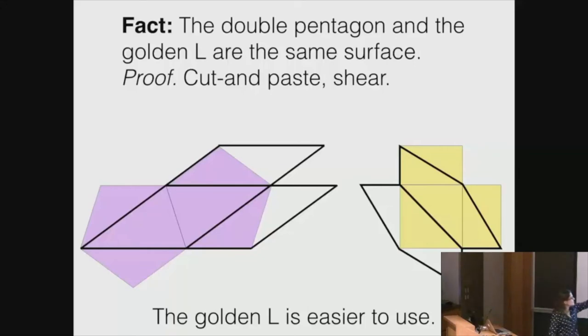Yeah, if you have some periodic direction over here in the double pentagon, like maybe going from this midpoint to this midpoint, well, you can draw it on this sheared copy of the golden L, and then put the golden L into its rectangular form over here, and it would give you a periodic direction over there. So we can translate back and forth between periodic directions on one or the other, depending on where it's more useful. But these missing pieces are not in fact.